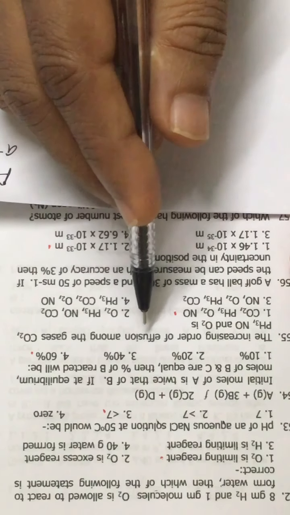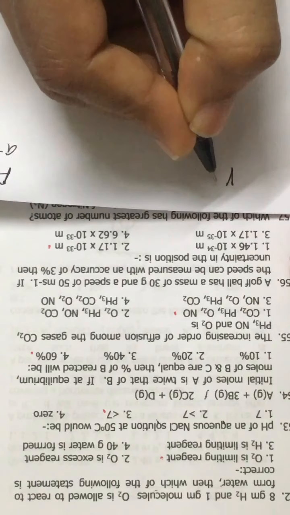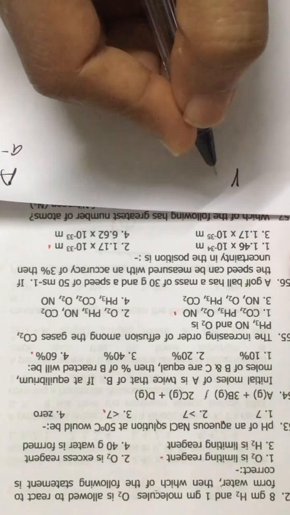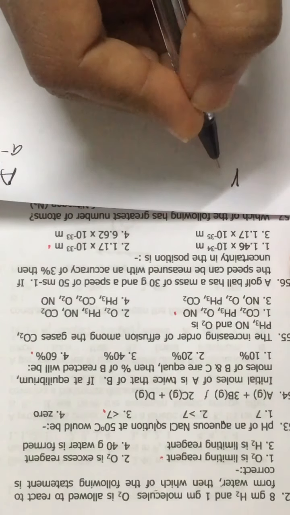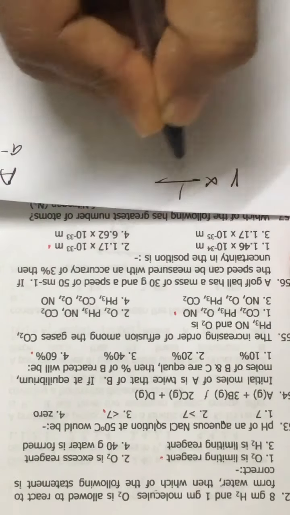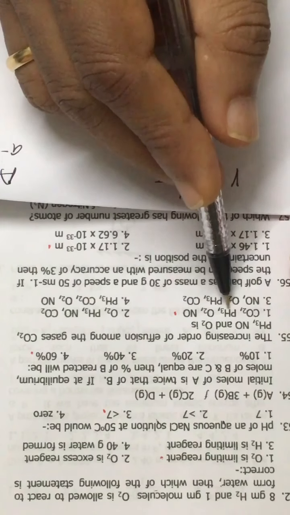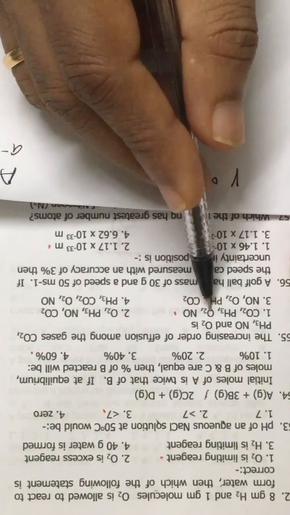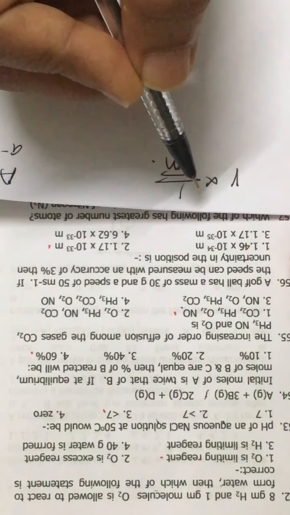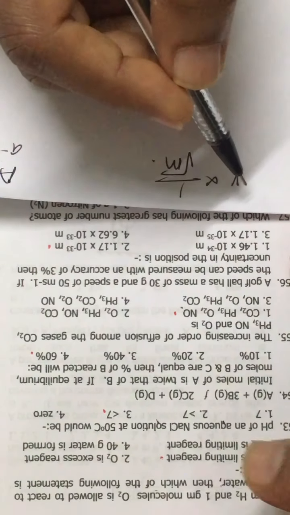Now look at question number 55. The rate of effusion. Effusion and diffusion are basically the same. Effusion is diffusion through a small pinhole. The rate R is inversely proportional to molar mass. According to molar mass, you can arrange this: CO2 is 44, the highest. Phosphine is 34. Then oxygen 32 and NO is 30. So the maximum rate of effusion will be that of NO, and the minimum rate of effusion will be that of CO2.